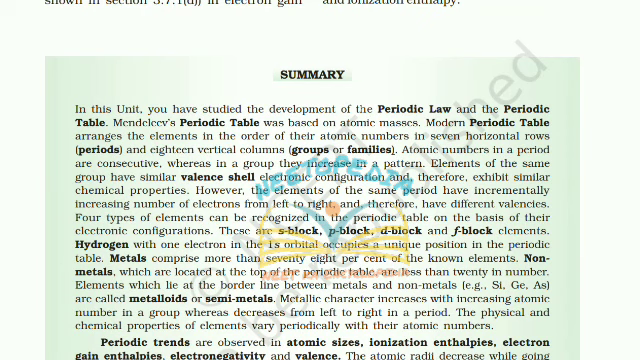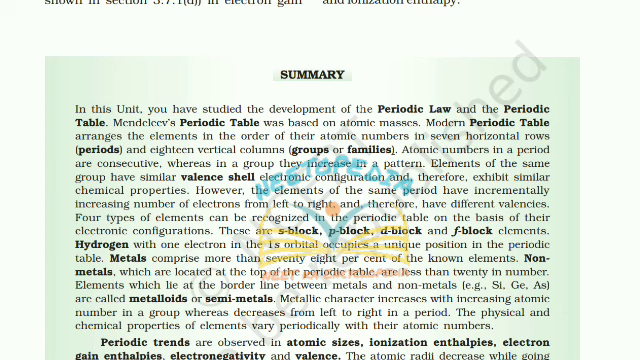Summary. In this unit, you have studied the development of the periodic law and the periodic table. Mendeleev's periodic table has been based on atomic masses. Modern periodic table arranges the elements in the order of their atomic numbers in seven horizontal rows and 18 vertical columns as groups or families. Atomic numbers in a period are consecutive, whereas in a group they increase in a pattern. Elements of the same group have similar valence shell electronic configuration and therefore exhibit similar chemical properties.